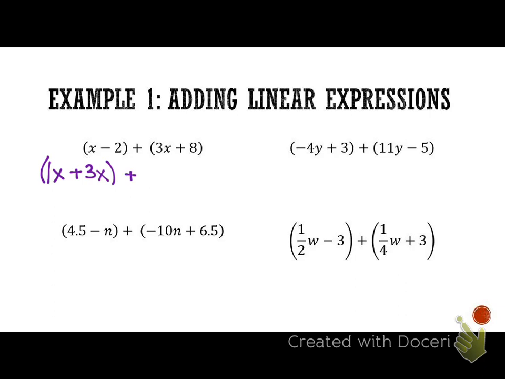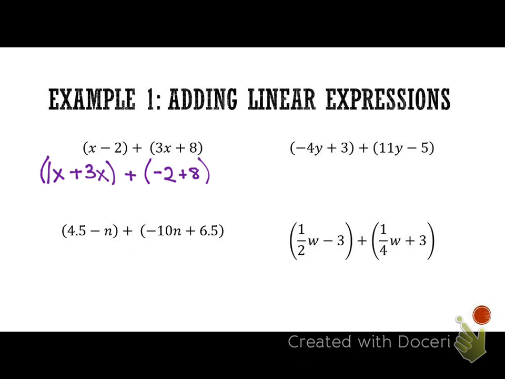So now let's group our other terms together. We have a negative 2. Why negative? Because there's a minus sign in front of it. So when I rewrite it, when I'm grouping it, I need to make sure I keep it negative. And then what's the other term that would go with negative 2? 8. Positive 8, right? So it's going to be a plus 8.